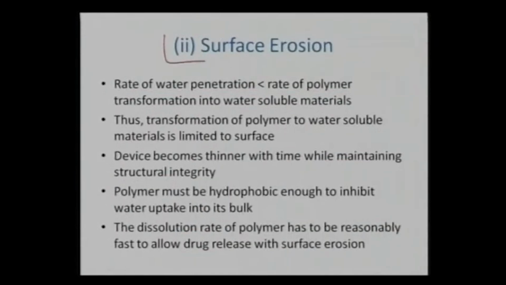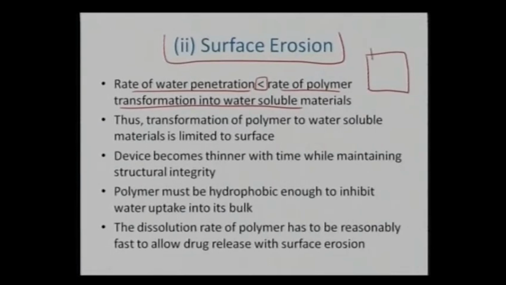So, now we come to surface erosion. In the case of surface erosion, the rate of water penetration is much slower than the rate at which the polymer transforms into water soluble materials. In this particular case the water penetration occurs at a very slow rate, and the process is so slow that it goes incrementally: the surface first gets dissolved, and only then can water further penetrate to the second layer, and the second stage of the dissolution occurs.